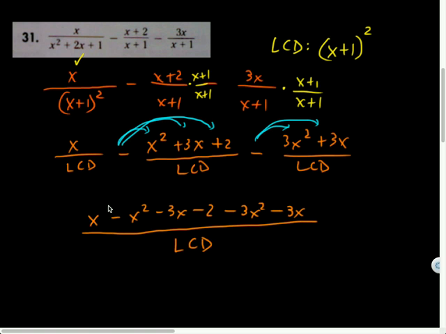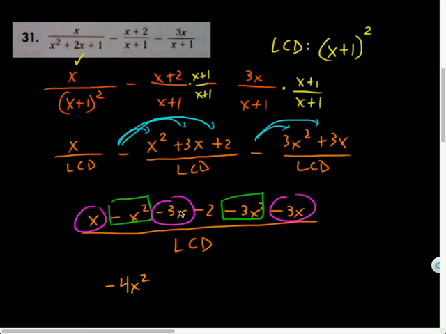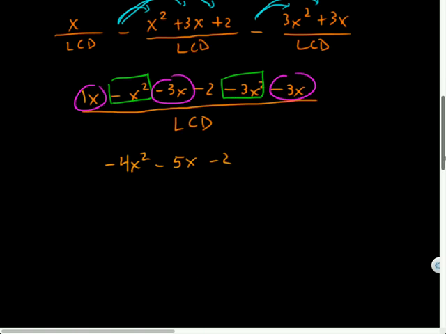And now I think I've got some like terms I can combine. This guy and this guy. And I could combine the 3x and the positive x. Yeah, so we've got a little bit of simplifying to do. So I've got a total of negative 4x squared, negative 7x, nope, negative 3x is negative 6, plus 1 would give me negative 5x, and then minus 2, all over the LCD.